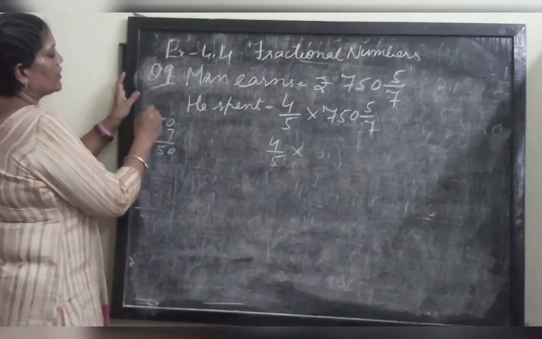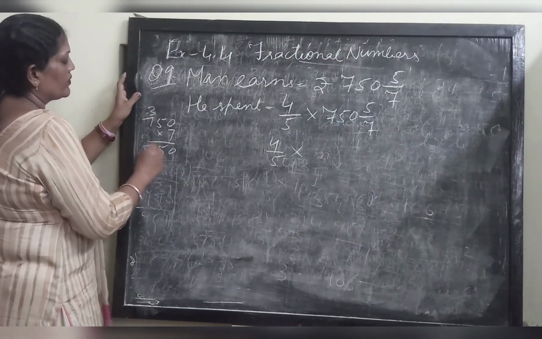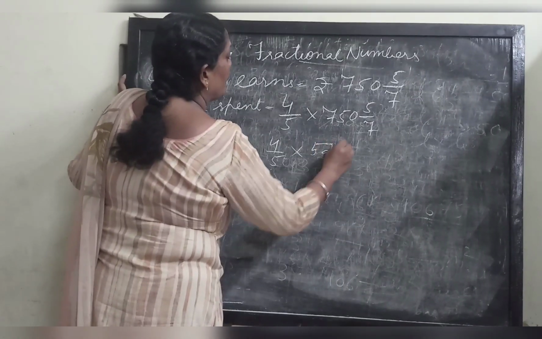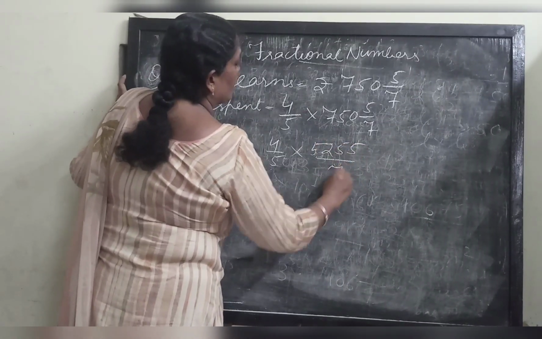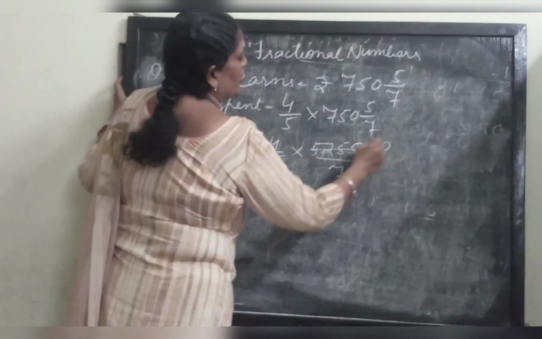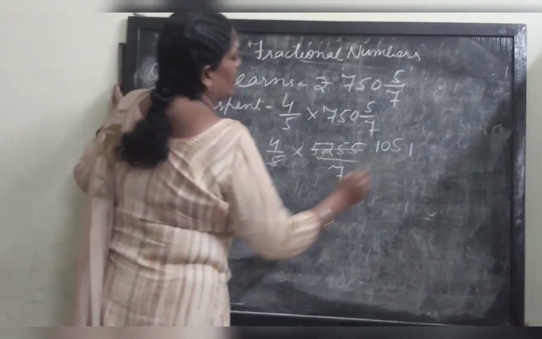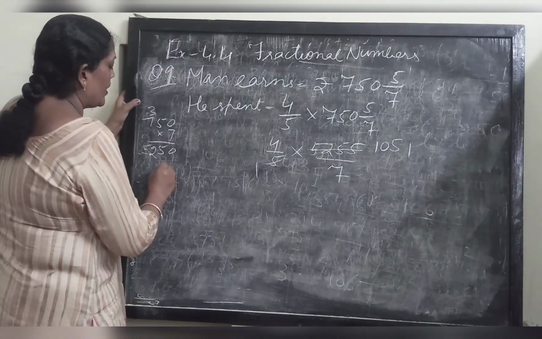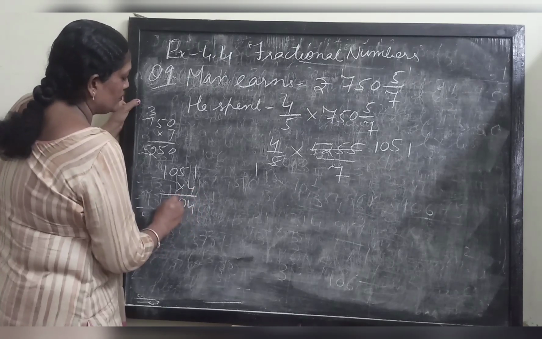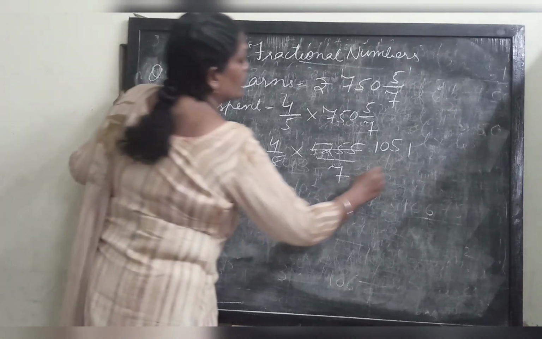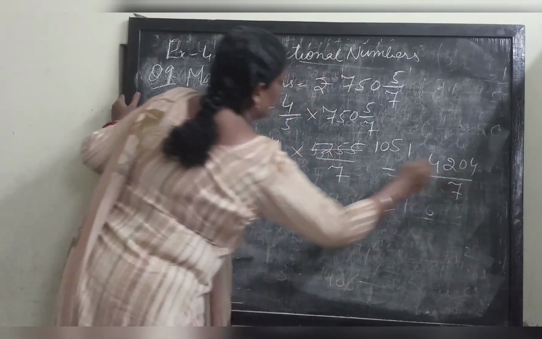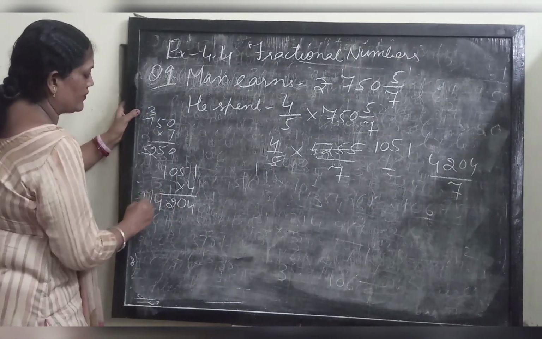7 5s are 35, 3, 7 7s are 49, 50, 52. 5 2, this 5 we have to add. 5 2, 5 5 over 7. 5 1s are 5, 5 1s are 5, 0 not divisible, 5 5s are 25, 1. So it is 1051 into 4. 4204 over 7. You can divide it by 7.